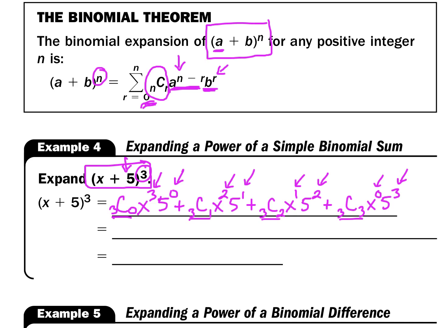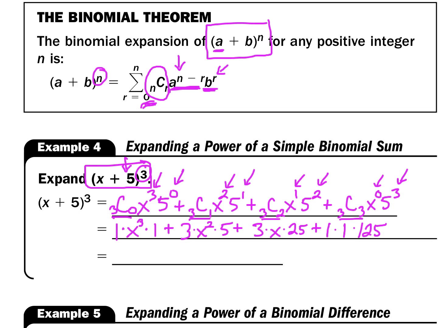So 3c0 is 1 times x to the third times 5 to the 0 is 1, plus 3c1 is 3 times x squared times 5 to the first power is just 5, plus 3c2 is 3 again, times x to the first power is just x, times 5 squared, which is 25, plus 3c3 is 1 times x to the 0 is 1 times 5 to the third power is 125.